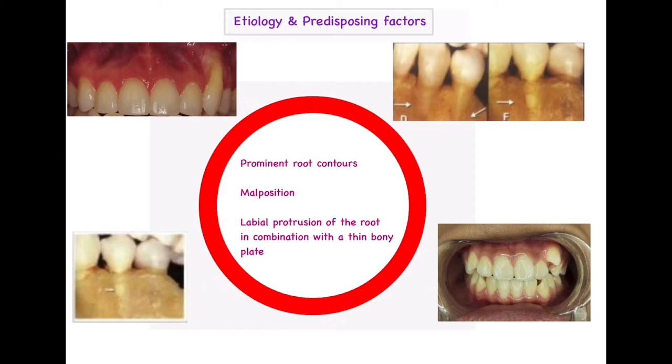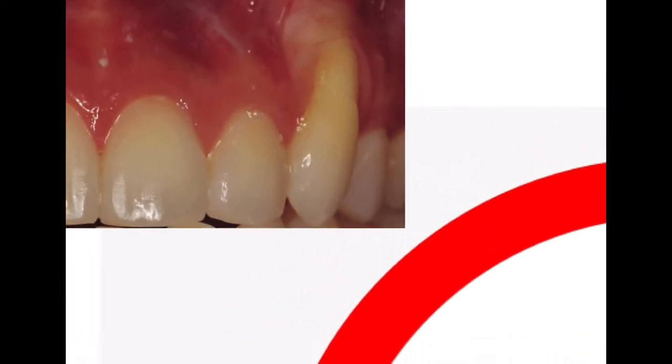Okay, so the most important and the most common predisposing factor that has been mentioned in literature is the prominence of root contours. And this holds particularly true in the case of our canines, right? As we know, canines have a very prominent root contour. They have the longest root and are the strongest teeth in the arch. In the first picture here, we can appreciate that the maxillary canine has a very prominent root contour, and particularly because of this prominence, such defects occur in canines.